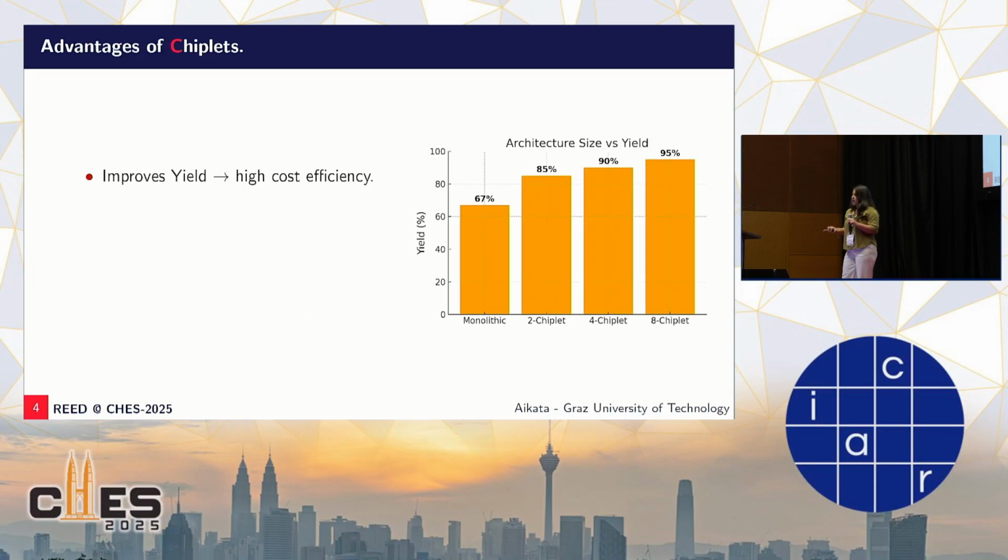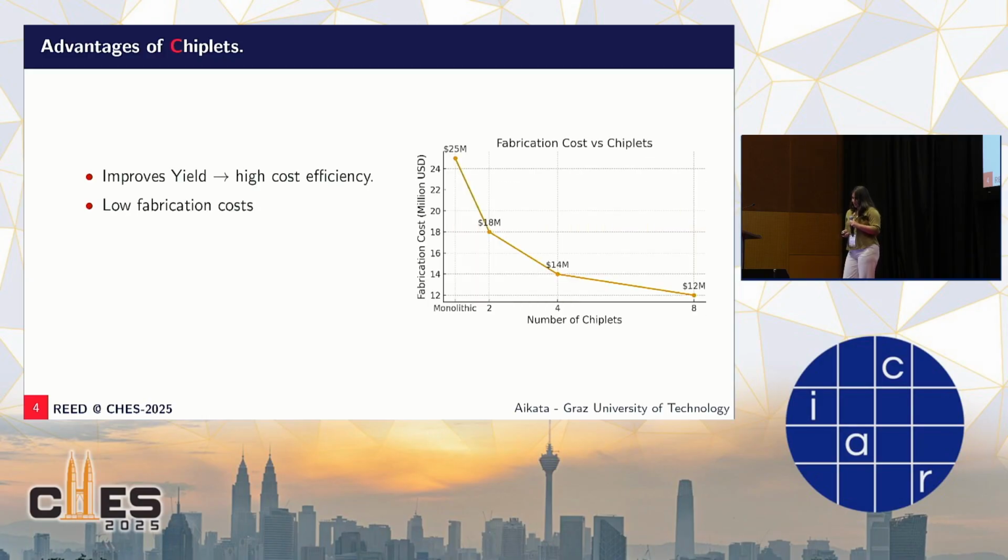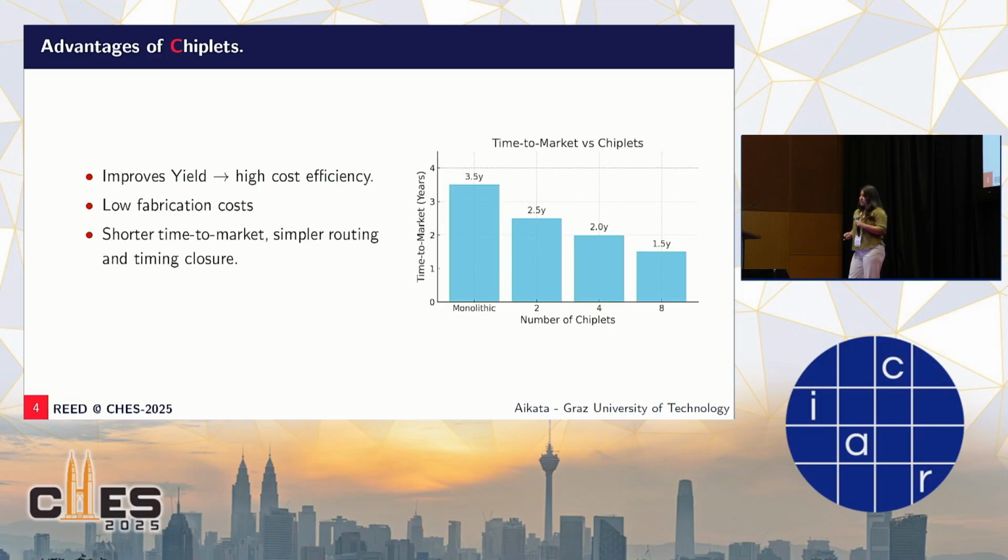It has several advantages. Using a chiplet-based architecture design improves yields and results in high cost efficiency. For example, a monolithic chip, which has a 67% yield, can be increased to 90% if we are able to achieve the same chip using a 4-chiplet design. Similarly, it also reduces the fabrication cost because instead of fabricating a larger chip, we are only fabricating smaller chiplets. It has shorter time to market and simpler routing and timing closure.